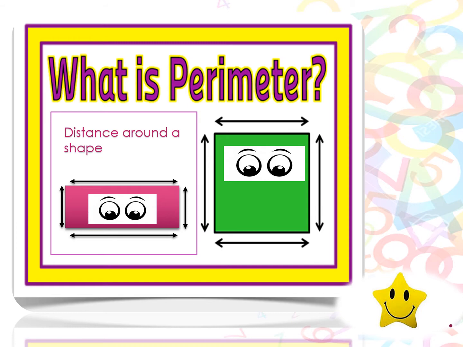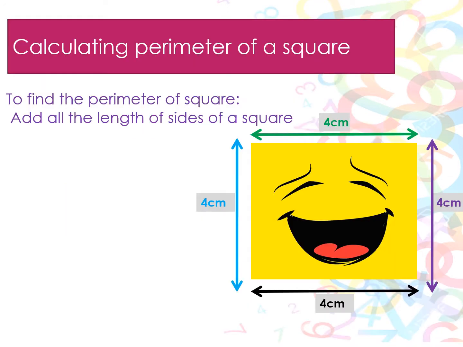The question comes, how to measure the distance? The answer is simple. Use a measuring tape or use a marked scale from your geometry box and do the measurements. Though we have rulers to measure it, still the question remains, how do we calculate the perimeter of a square? We need to measure all the four sides of the square.